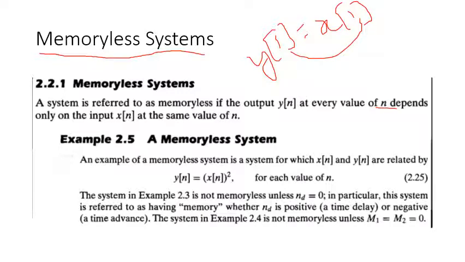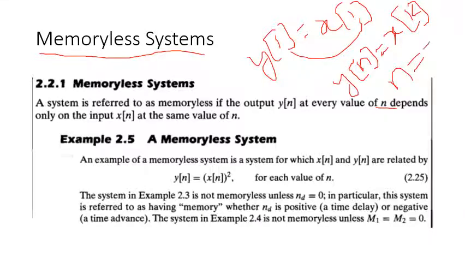If I generalize it, y of n is equal to x of k. So a system will be memoryless if n is equal to k. If both of these are equal, the system is memoryless. It means that the output depends on the current sample only, not on the future, not on the past. This is an example of a memoryless system. We can see here the system is a squaring system. The system is just taking the square of the input for each value of n.